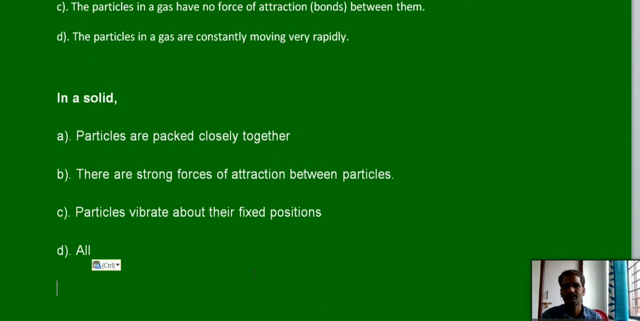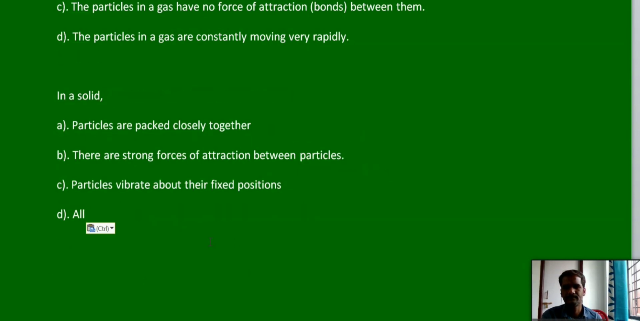See this question. In a solid, particles are packed closely together. There are strong forces of attraction between particles. Particles vibrate about their fixed positions, and all are correct. A and D? D only. So, all are characteristic properties for the solid only, isn't it?